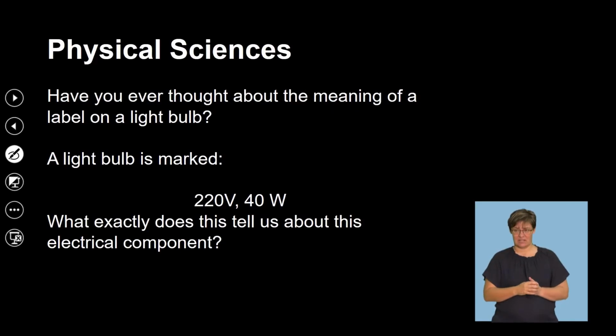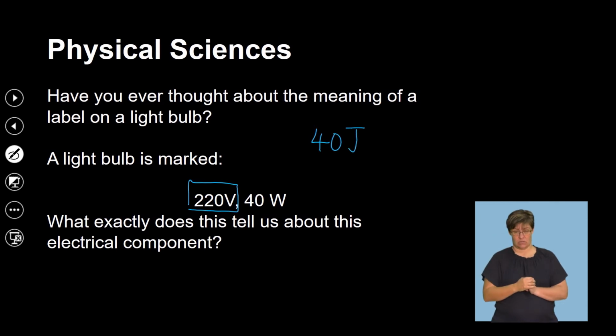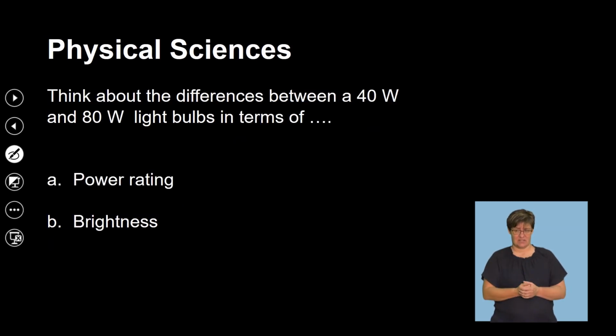So a bulb can be marked 220 volts, 40 watts. What does this tell us? It tells us that a voltage of 220 volts connected to that light bulb will dissipate 40 joules of energy for every second. So this is what it means. In other words, we're talking about 40 watts and breaking it down. This is the real life application of it.